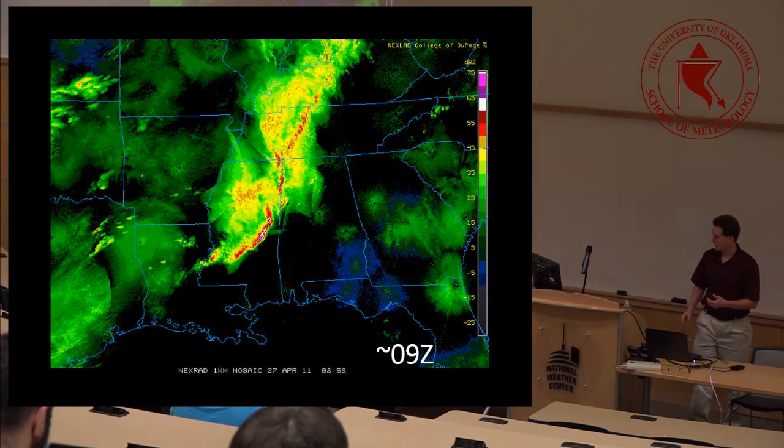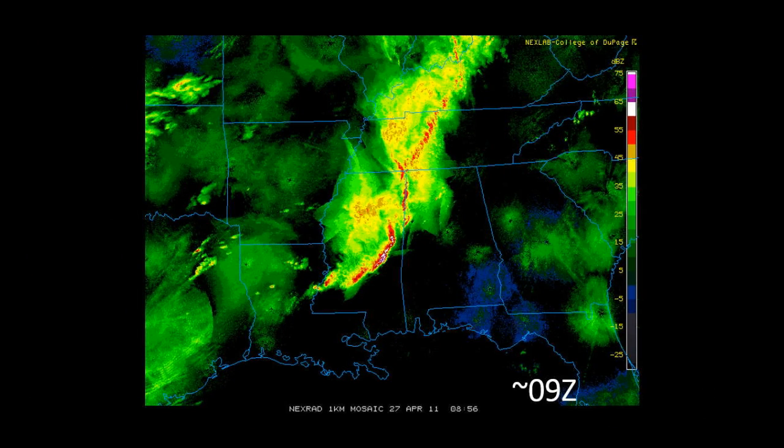Okay, this is at 9Z in the morning, so we're talking about 4 a.m. Central Daylight Time. A large MCS moving across Mississippi up into Tennessee. That's a pretty big convective system. I think people out here would get worried if you saw something like that in the morning, crossing Oklahoma and Kansas, if you're expecting a big event.